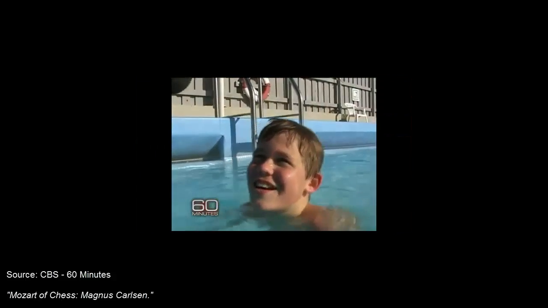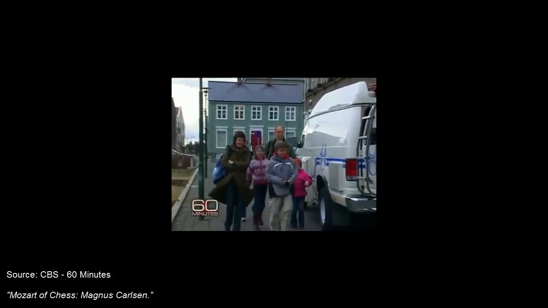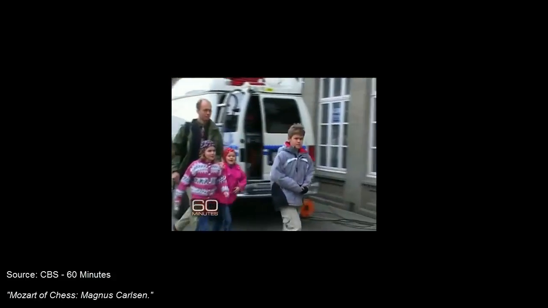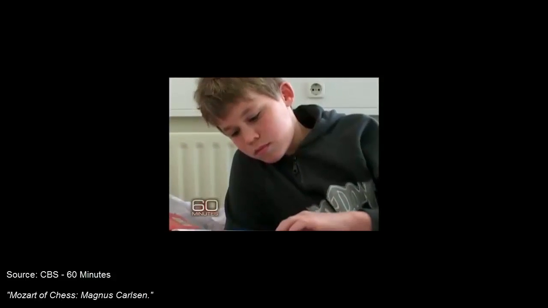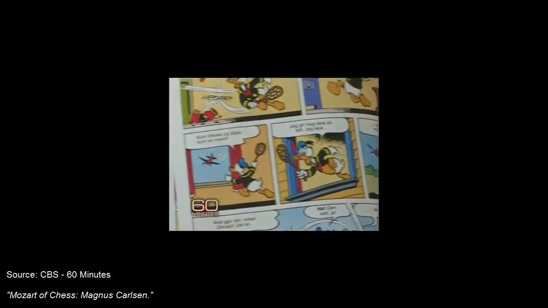They went to Reykjavik, Iceland, which is where Magnus took a leap into legend when he was matched against Garry Kasparov, the Russian, considered by many to be the greatest ever. And how did Magnus prepare? By reading up.